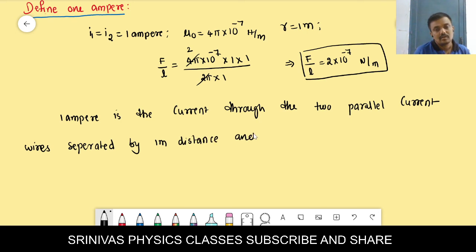and the force between them is, how much force should act between them? 2 into 10 to the power of minus 7 Newton per meter, right? If like this is there, then 1 ampere is the current. Very simple. This much force per unit length should be there, right? And if the parallel wires are separated by 1 meter distance, then the current through them is 1 ampere. This is the definition. Next, note point.